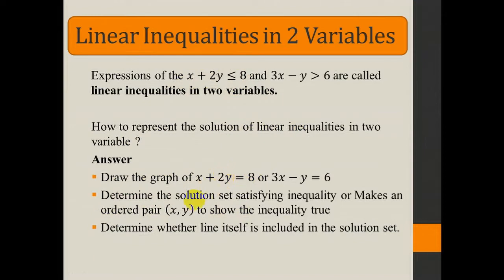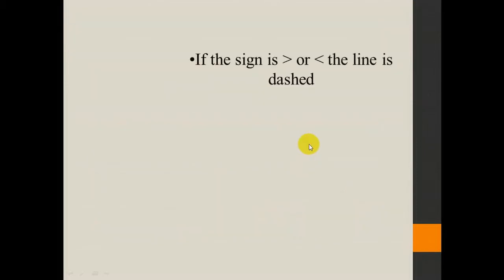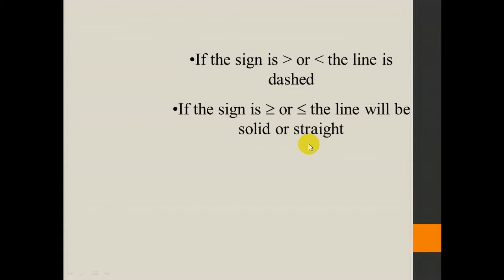Okay, determine the solution set satisfying the inequality, or make an ordered pair (x, y) to show the inequality is true, and then determine whether the line itself is included in the solution. So look at this. If you see the sign, the meaning of the sign: if the sign is less than or more than, the line is dashed. If the sign is more than or equal or less than or equal, the line will be solid or a straight line.